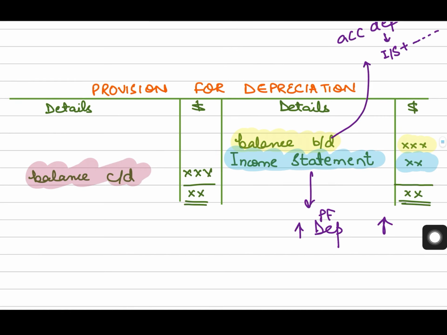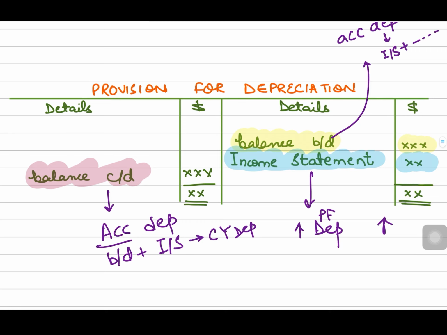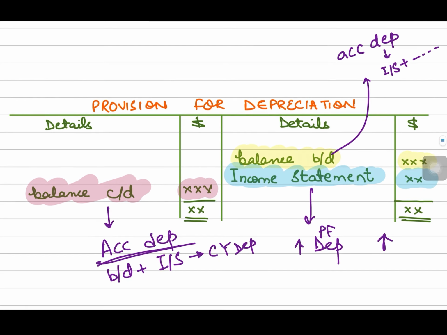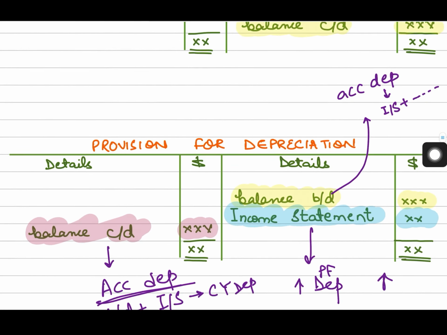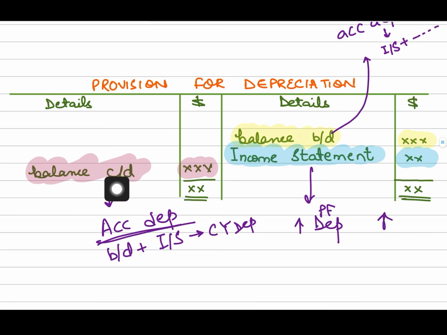And what is balance carried down? This is all the accumulated depreciation, which means your balance brought down figure plus your current year depreciation figure. That is why it is called the accumulated depreciation. This will come on the debit side of your provision for depreciation account, right. Balance carried down for an asset account appears on the credit side, but this will appear on the debit side of your provision for depreciation account.